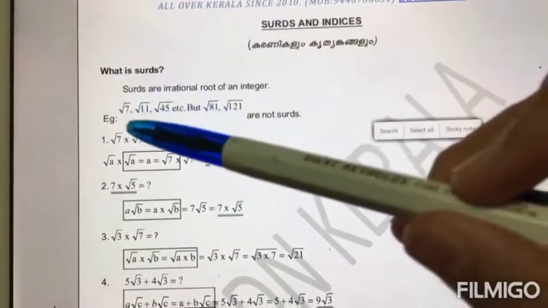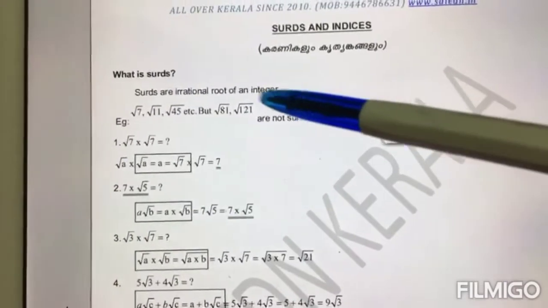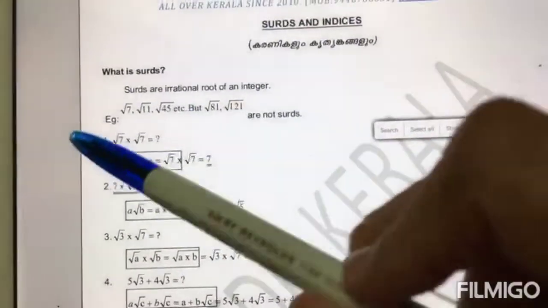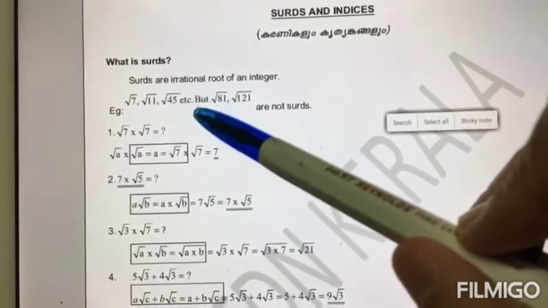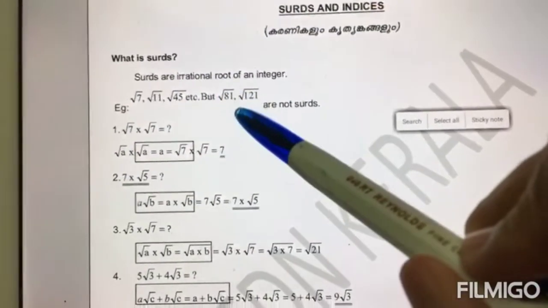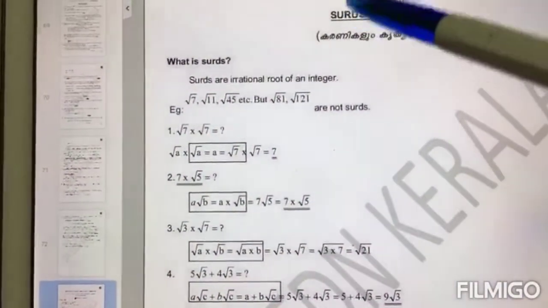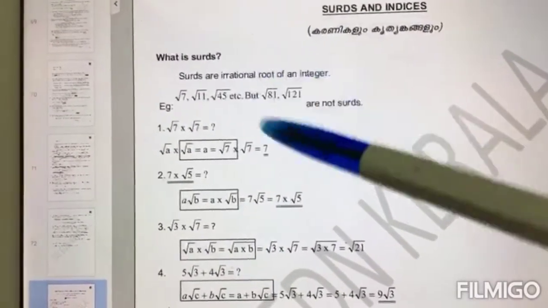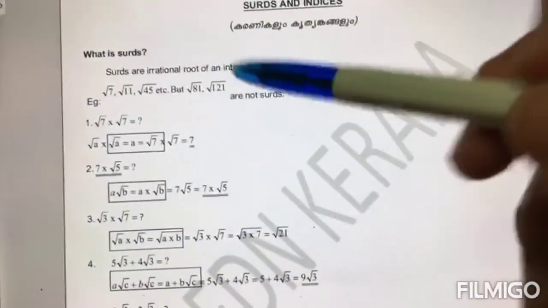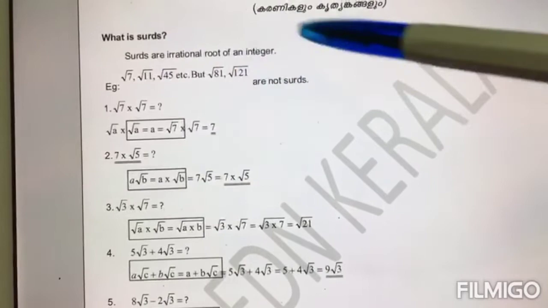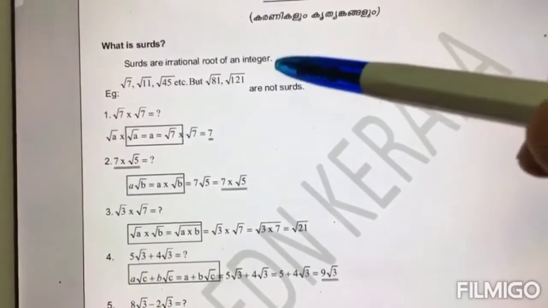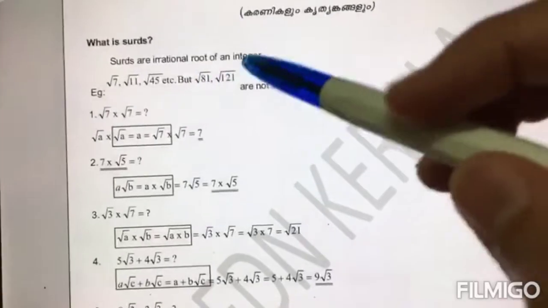So what is a surd? Surds are irrational roots of an integer. For example, root of 7, root of 11, root of 45, which are not perfect squares. Those are called surds. But root of 81, what is square root of 81? It's 9, remember? As I said, I repeat, please learn the squares of numbers 1 to 25 and also the cubes of numbers 1 to 25, so that it will be easier for you to attempt the questions, since calculators are not allowed. Root of 81, since it's a perfect square, it is not a surd. Root of 121 is what? 11. It is also not a surd because it is a perfect square.